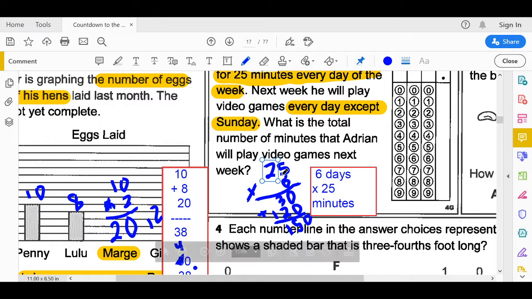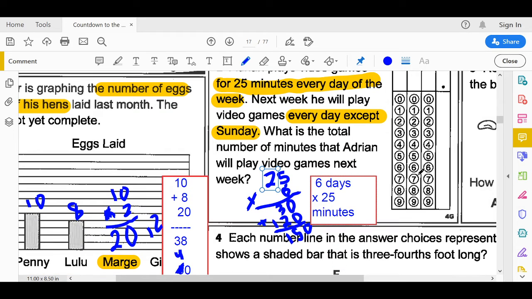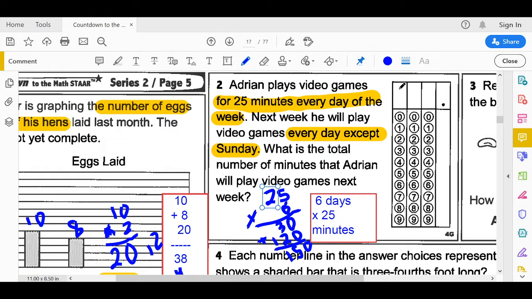25 times 6 is 150. We have found the answer, and now we're going to write it down on our grid. 1, 5, and 0, 150. And then I'm going to bubble in using my tool right here. 1, 5, and 0. Make sure you bubble in correctly.